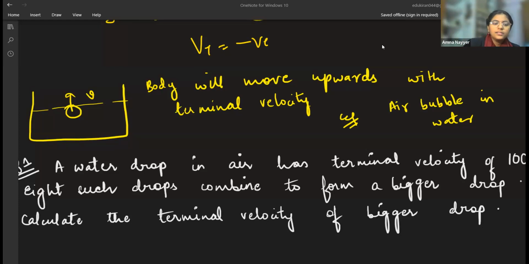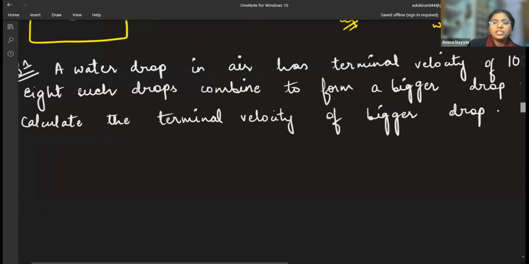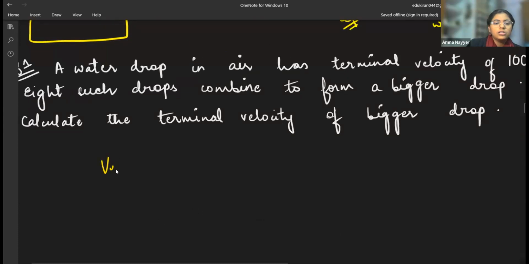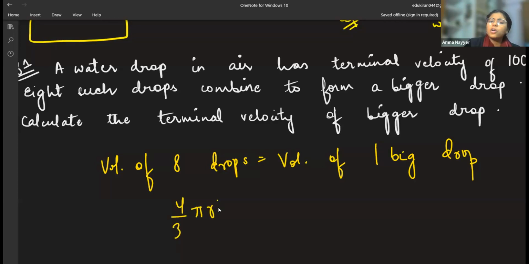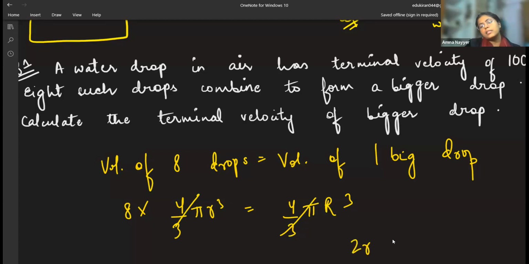So let us first find out the relationship between the radii. Volume of 8 drops is equal to volume of that one big drop. So how do you write the volume of 8 drops? 4 by 3 pi small r cube. Small r I am referring to the smaller sphere. So 8 times that is equal to volume of one big drop, that is 4 by 3 pi capital R cube. Correct, class? So take the cube root, 2 times small r is equal to capital R.